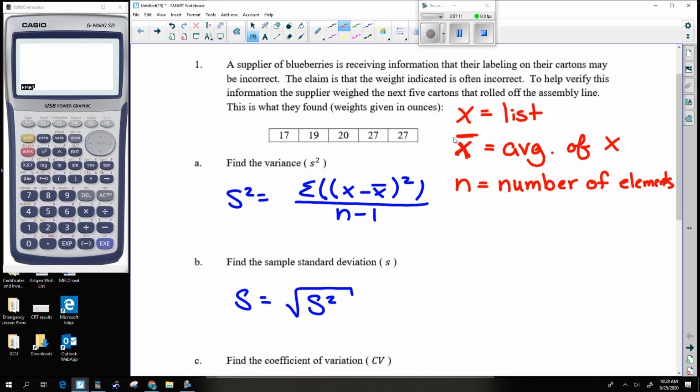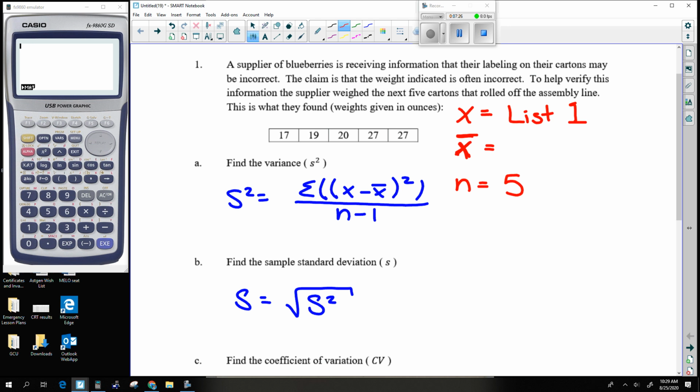So what are these things in this particular problem? We already described that N is the number of numbers. In that case, it's 5. I'm going to speak calculator, and I'm going to put this X into list 1.